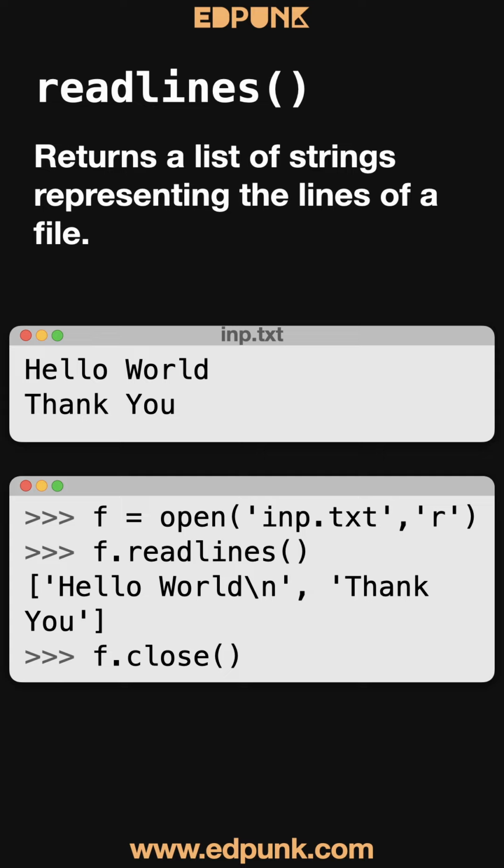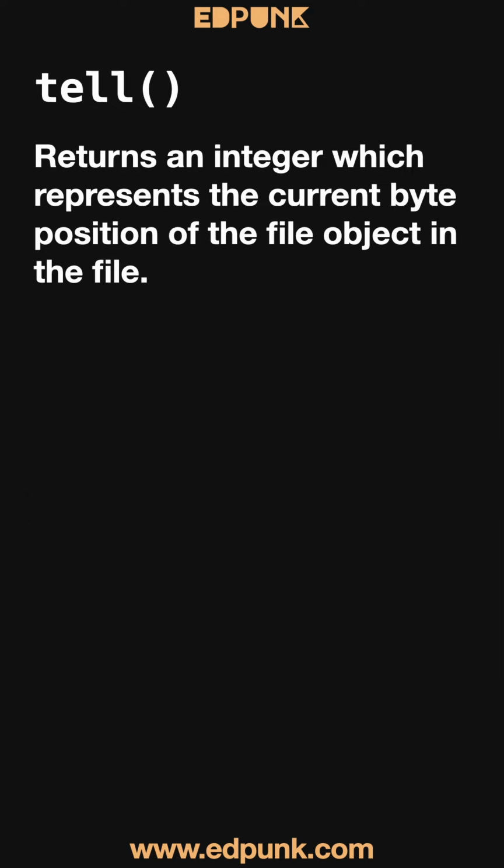So far, the read operations we performed were sequential in nature, where the file object starts at the beginning of the file and moves towards the end of the file. But in certain cases, we might want some control over the position of the file object. The tell method returns an integer, that is the file object's current position in the file, specified as the number of bytes from the beginning of the file.